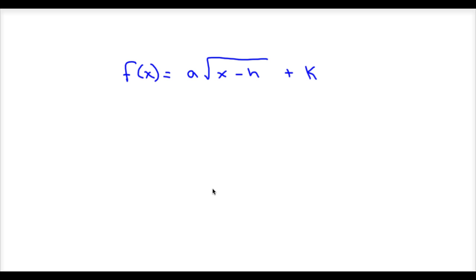So graphing the square root function. Our general equation of the square root function is f of x equals a times the square root of x minus h plus k. These follow the same general rules of all the other functions we've graphed so far this year. Can anybody remind me what the a will do to my graph?